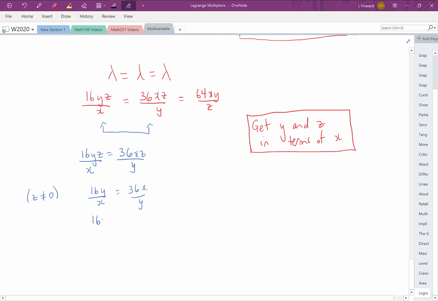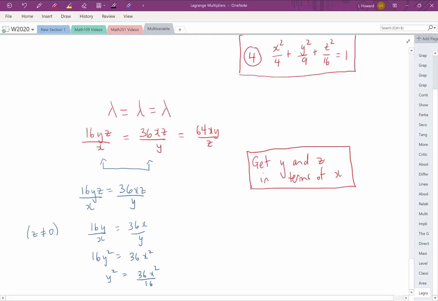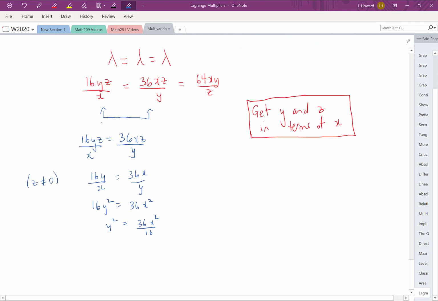Okay, now we can cross multiply. 16y squared equals 36x squared, or y squared equals 36x squared over 16. All right, well, our goal, what we're looking towards, is eventually being able to go back to the constraint and just get everything in terms of x. So I would say it's not necessary to fully solve for y here. It's good enough just to get a y squared, because we'll be able to take that, put that back into our constraint, and we'll have something entirely involving x. So we've done enough work there.